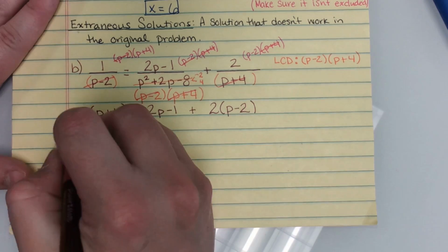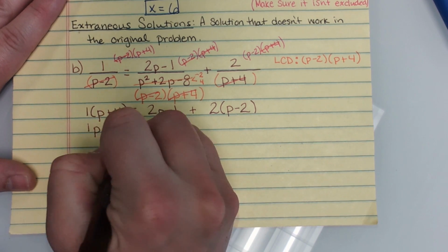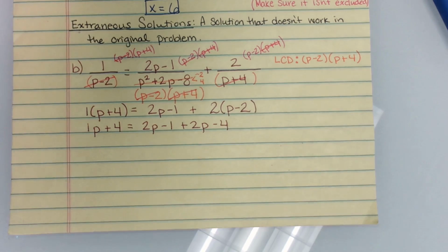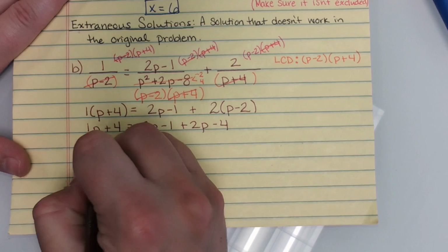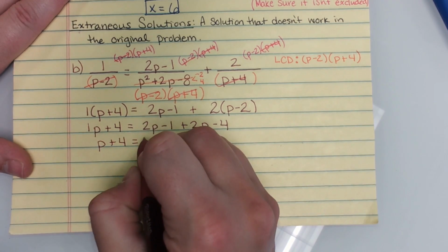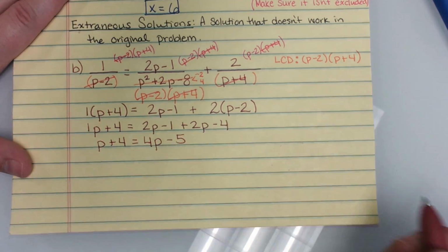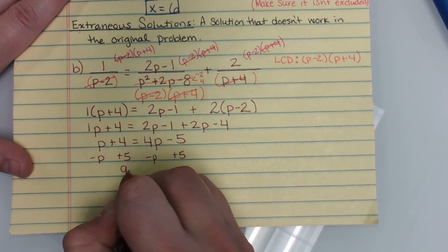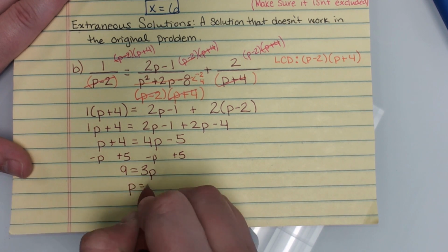Is it a minus? No. I distribute, and this time around, it wouldn't make a difference had we not done so, or had we distributed. Other times it will. From here, we just do what? Simplify and solve. P plus 4 equals 4p minus 5. Minus p plus 5, 9 equals 3p. Therefore, p is 3.